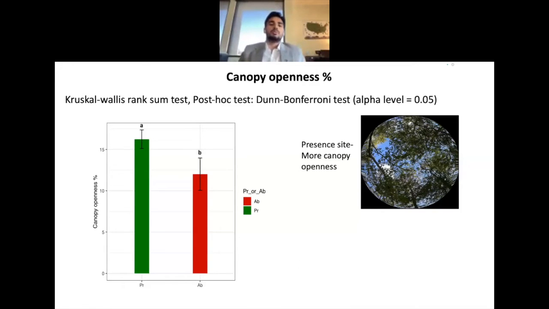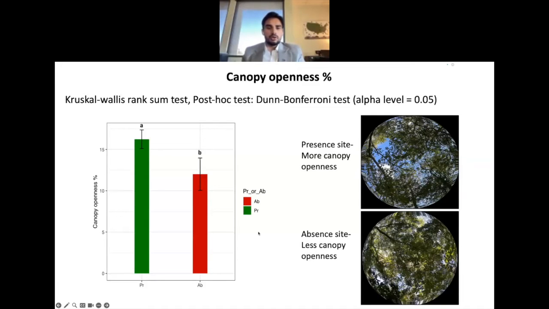Canopy openness explains how much sunlight is passing through the canopy and reaching the forest floor. And we saw a difference between the present and absent sites, where the canopy openness where Bartonia is present is around 16%, and where it is absent is around 12%.